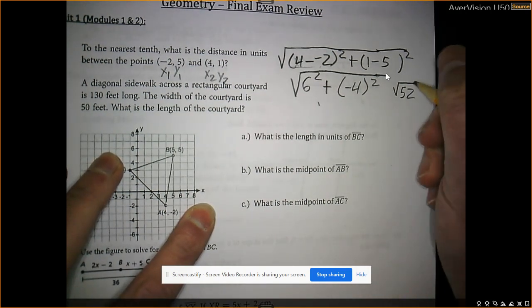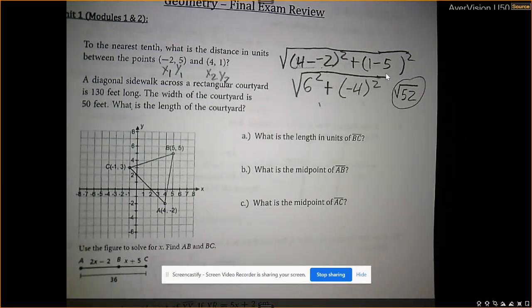And then we're just taking the square root of 52. That's our distance. You could leave it at that. Honestly, again, probably a multiple choice question on your exam. It'll probably give you the decimal answer, so do square root of 52 in your calculator. Okay. Questions about distance formula?